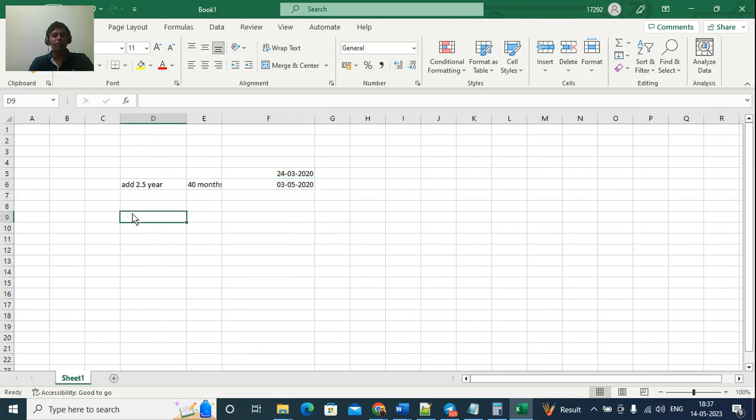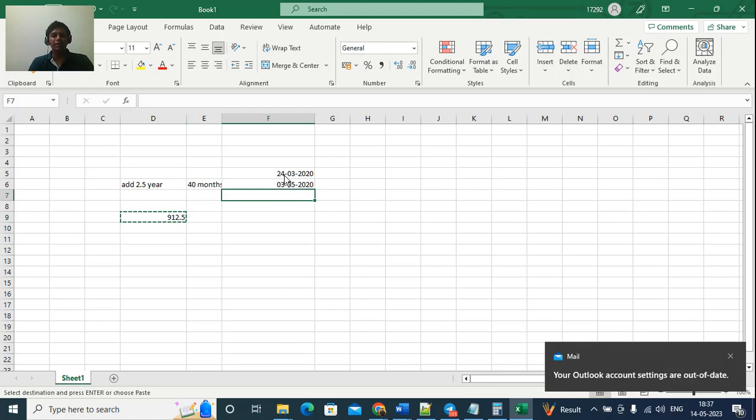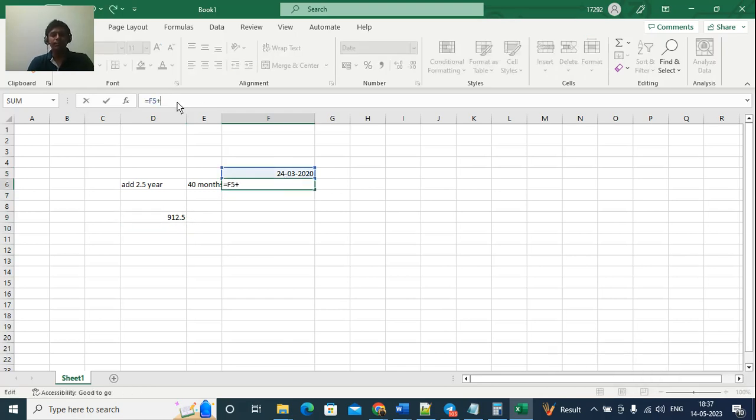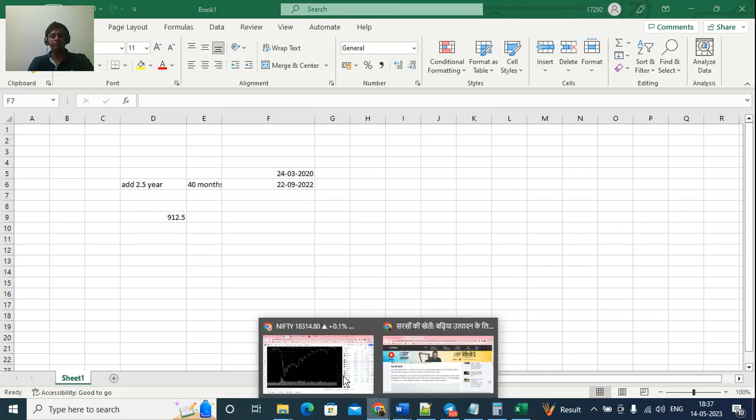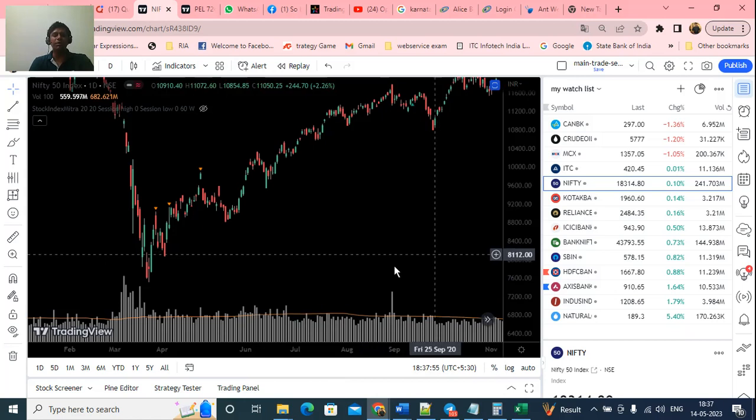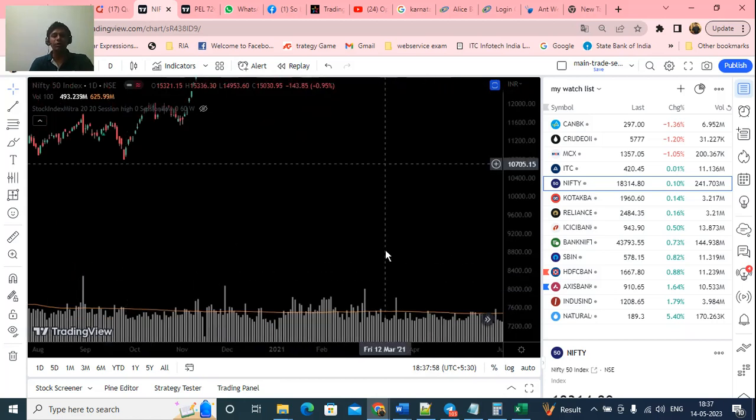So what we will do exactly is equal to 365 multiplied by 2.5 years, which is equal to 912.5. So we will add this number. So we are getting 22 September 2020. Okay, so now we will go to 22 September 2020.